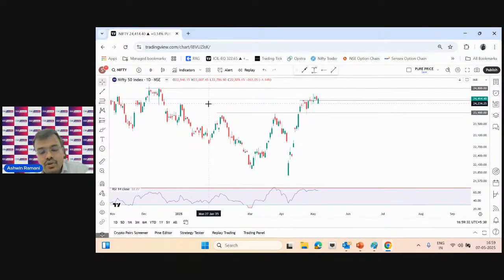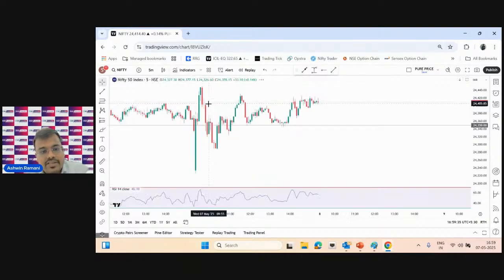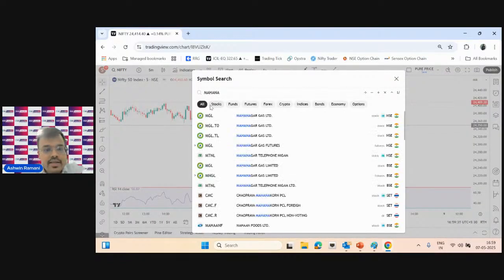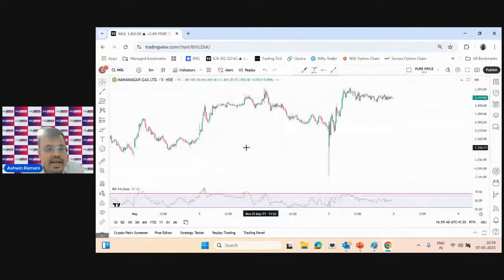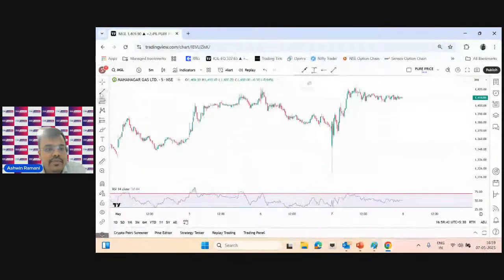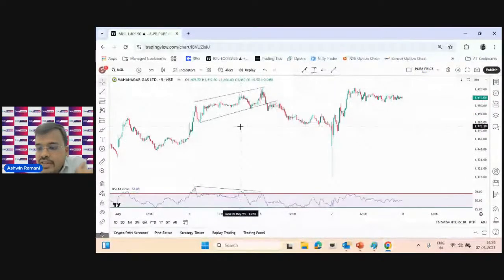So I was just looking at Mahanagar Gas का 5 minutes chart. So if I see Mahanagar Gas here, अगर आप देखोगे, look at this point here, guys. यहाँ पे आप देखो, the price was making higher highs. You can see the RSI was making lower highs, and here you can see there was this trend line here. Can you all see this?